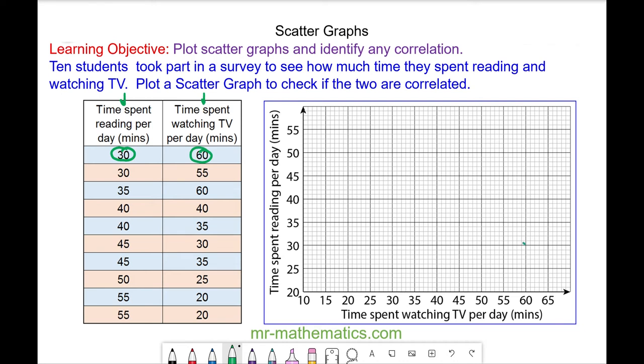So this coordinate would go here. Then we have 30 and 55, so 30 across on the reading and 55 up on the watching TV. And 35 and 60, 35 across and 60 up.